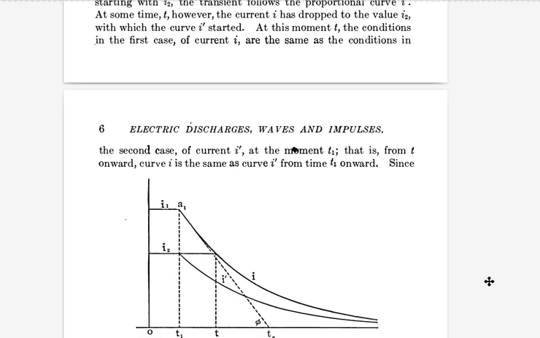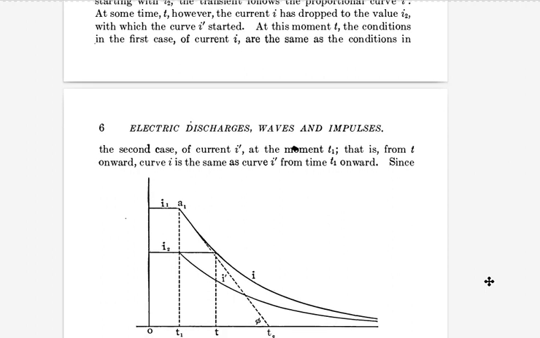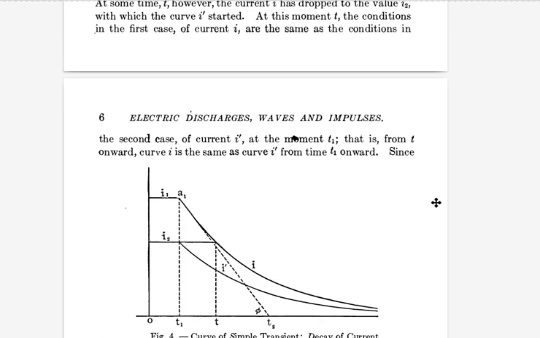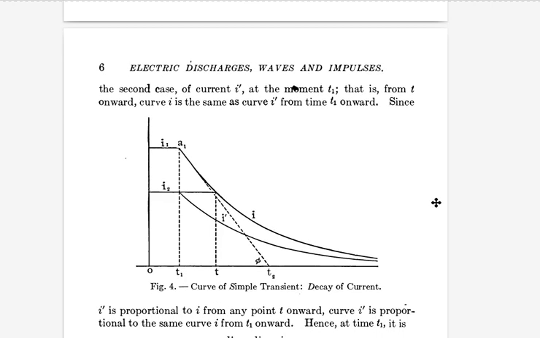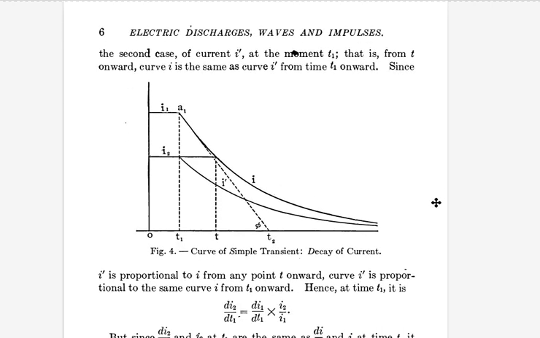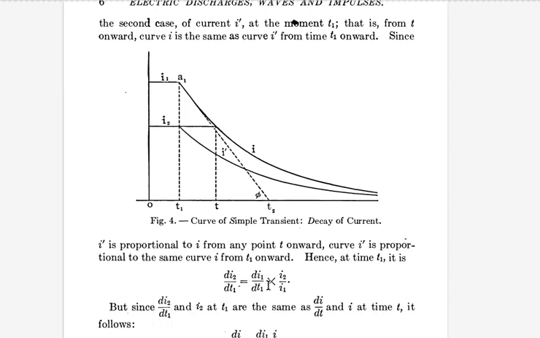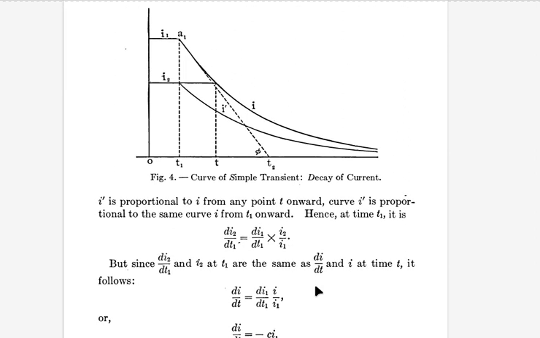At some time, t, however, the current I has dropped to the value I2, with which the curve I' started. At this moment t, the conditions in the first case, of current I, are the same as the conditions in the second case, of current I', at the moment t1. That is, from t onward, curve I is the same as curve I' from time t1 onward. Since I' is proportional to I from any point t onward, curve I' is proportional to the same curve I from t1 onward. At time t1, it is di2 over dt1 equals di1 over dt1 times I2 over I1.